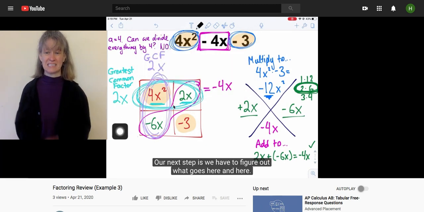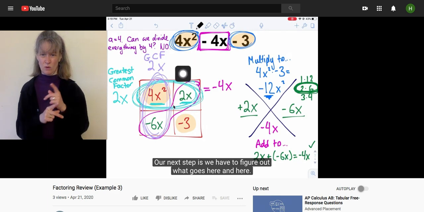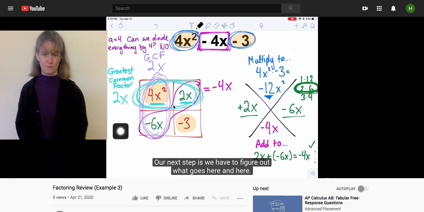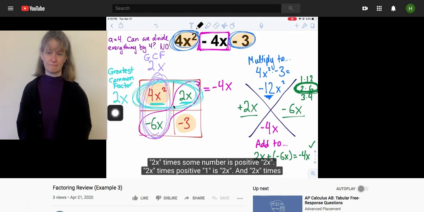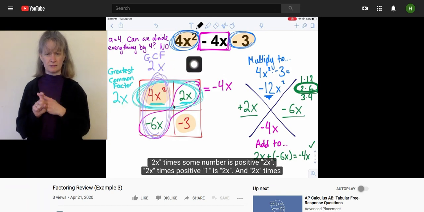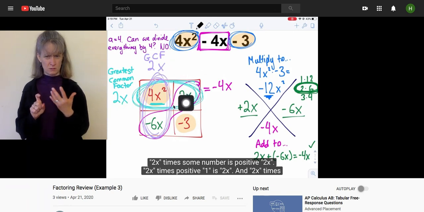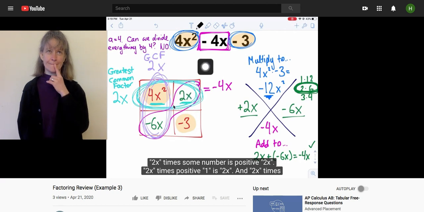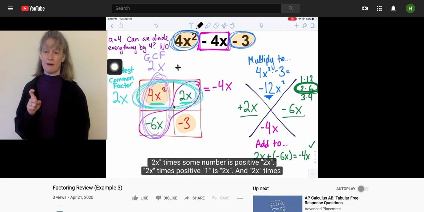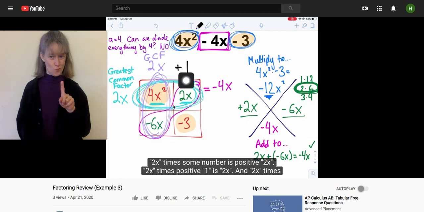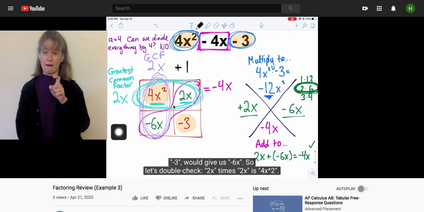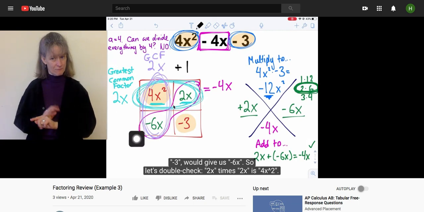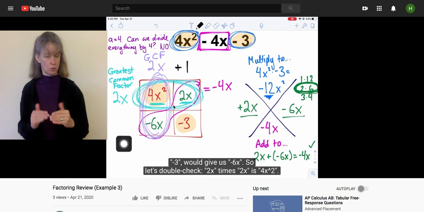Our next step is we have to figure out what goes here and here. 2x times some number is positive 2x. 2x times positive 1 is 2x. And 2x times negative 3 would give us negative 6x.